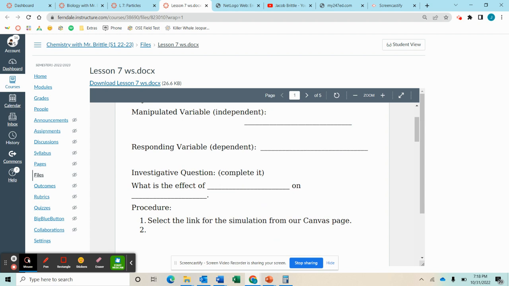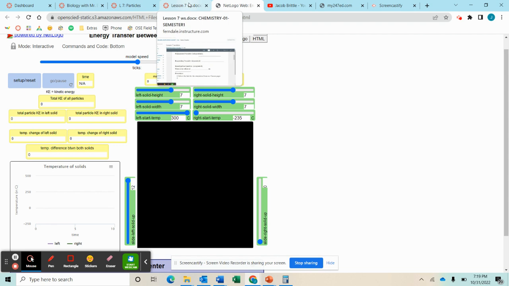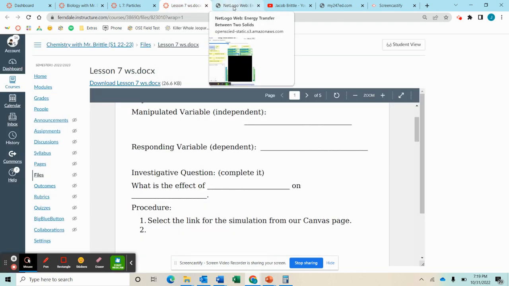And then you had to pick a responding variable, a dependent variable. Basically, what were you recording? And you had two options. It was either the energy transfer. By energy transfer, you're either looking for how fast this simulation reaches equilibrium or how much the temperature changed. Okay, so either how fast it happened or how much the temperature changed. It doesn't matter which one you pick.